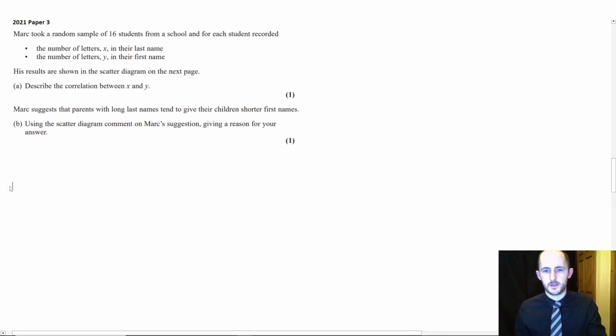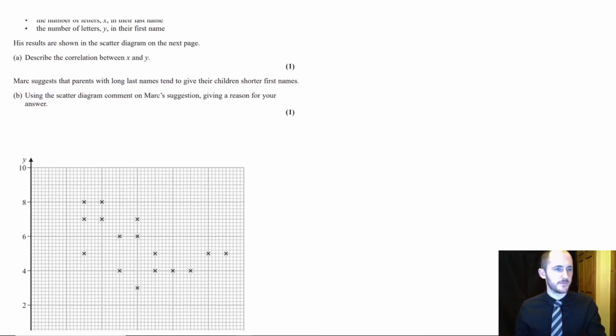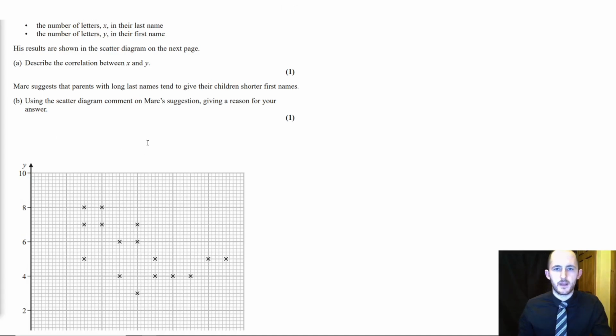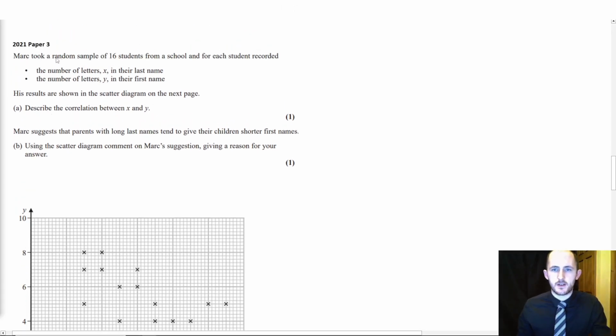Okay. So there's a scatter graph. He took a random sample of 16 students from a school, and for each student recorded the number of letters in their last name, X, and the number of letters in their first name, Y. His results are shown in the scatter diagram on the next page. Describe the correlation between X and Y.